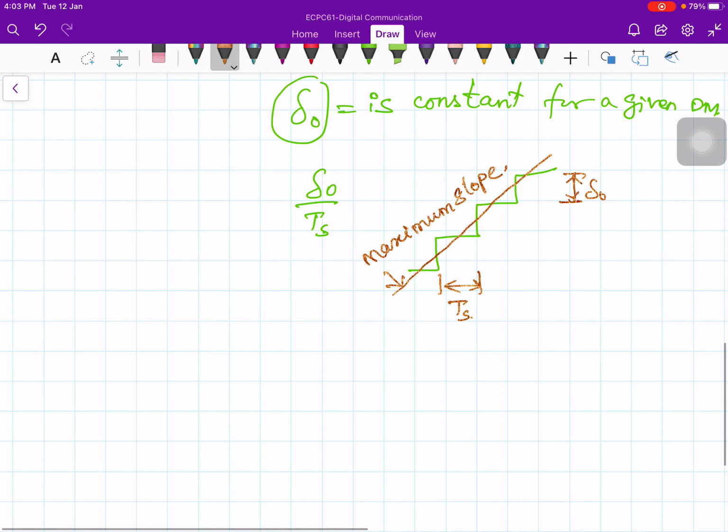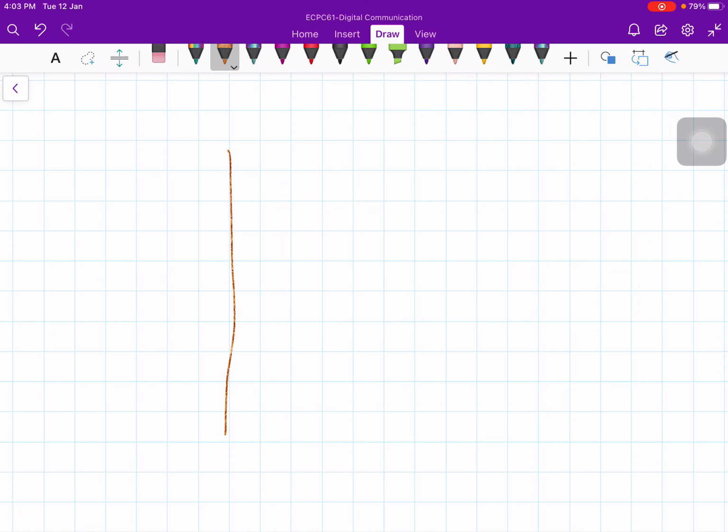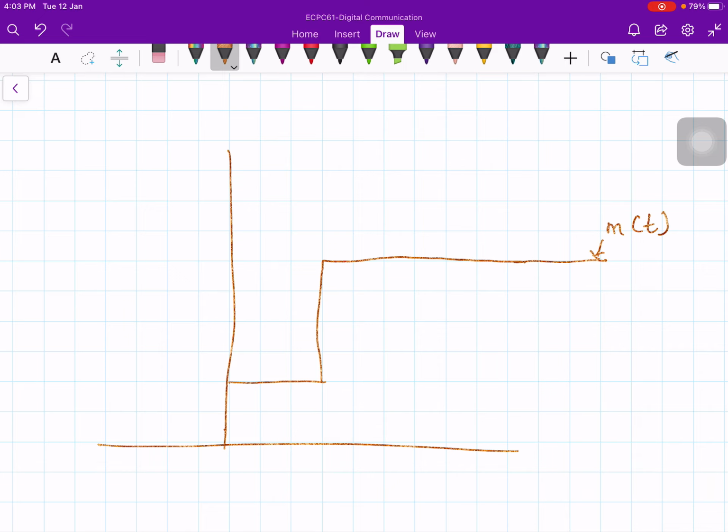Now let me take one simple example to illustrate this problem. Let's say this is my message signal m of t, and it has a unit step kind of nature. Obviously at the point of change there is a change, and at the point of change you have a very large slope.